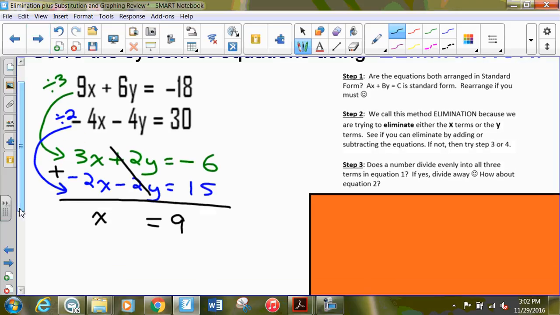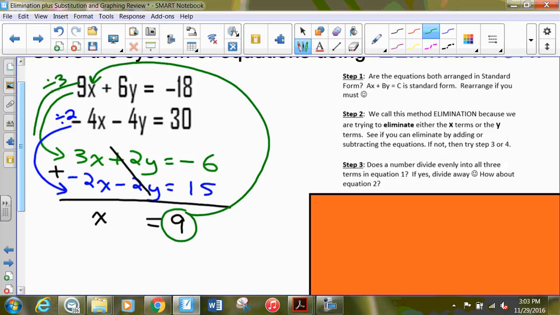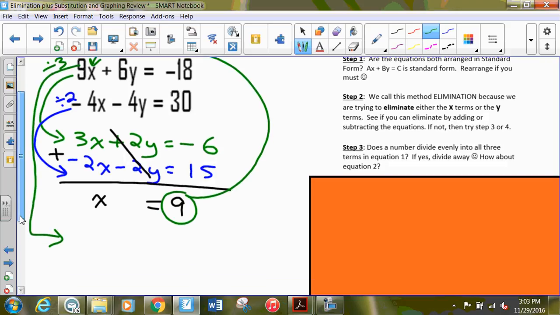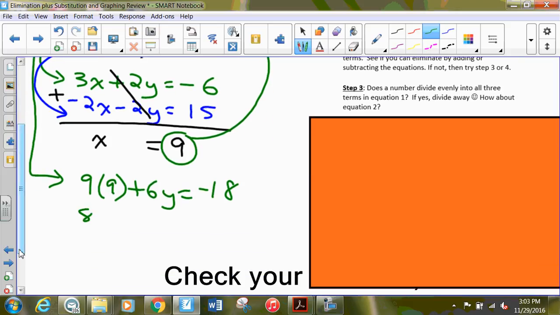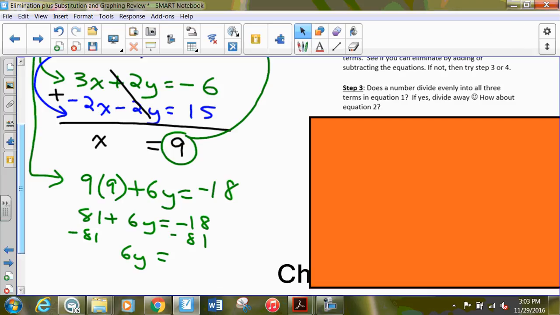All right, we have 4 equations to choose from. I could take this 9 and plug it into any of the 4 equations. I'm just going to go ahead, for simplicity's sake, and plug it into the original one. So as I move down here, I've got 9 times 9 plus 6y equals negative 18. And I'm going to go ahead and solve it. So I have 81 plus 6y equals negative 18. And I'm going to move the 81 over. I'll get 6y equals, okay, so that will give me negative 99.